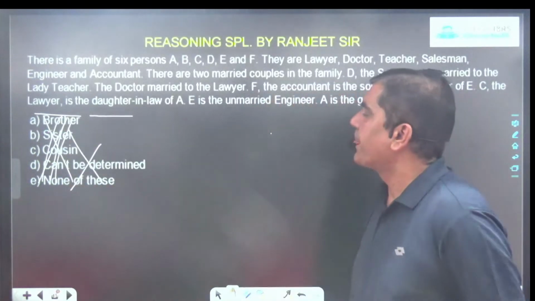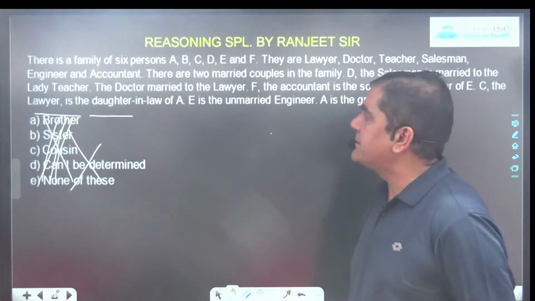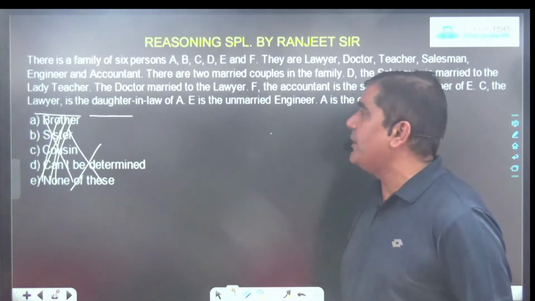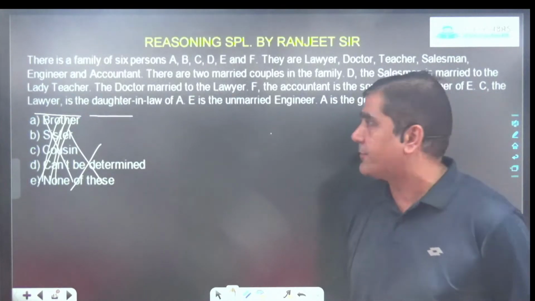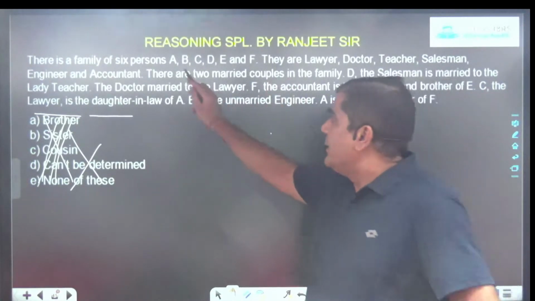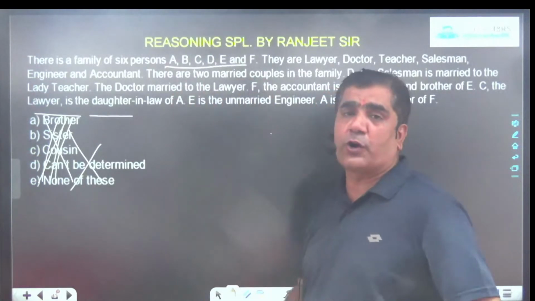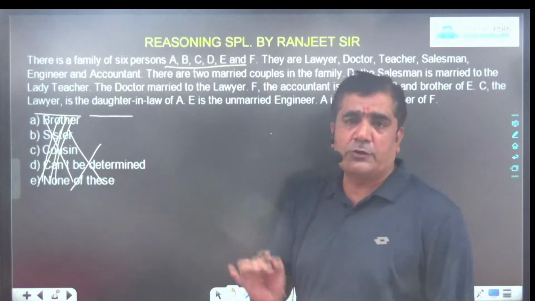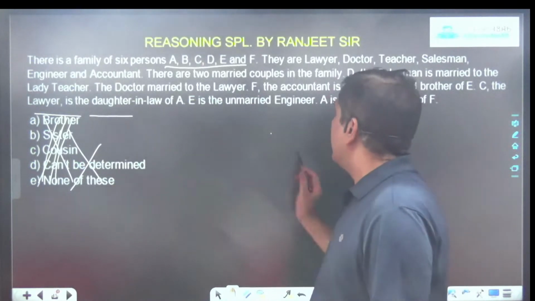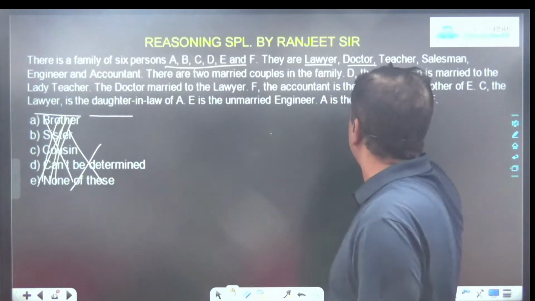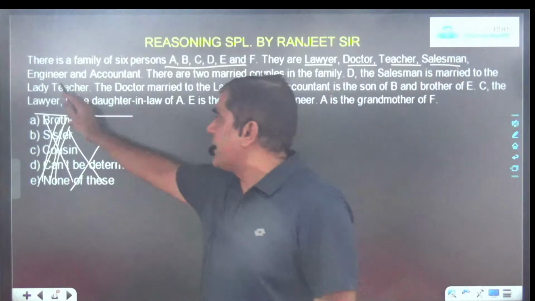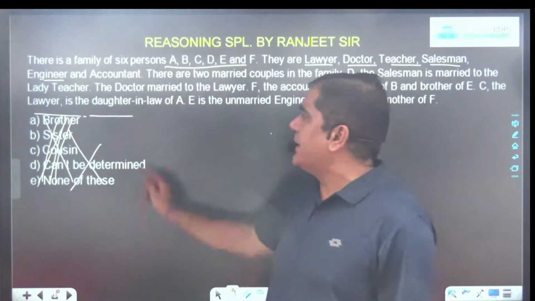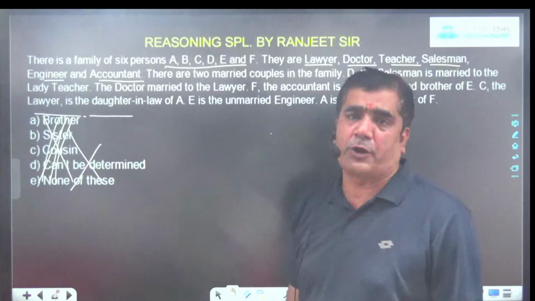Okay, let's say now they are saying there are 6 persons. There is a family of 6 persons, A, B, C, D, E, and F. So from here I can conclude that in my family tree I need to draw 6 persons, A to F. Next, they are lawyer, doctor, teacher, salesman, engineer, and accountant. So here they have given 6 persons with 6 professions.